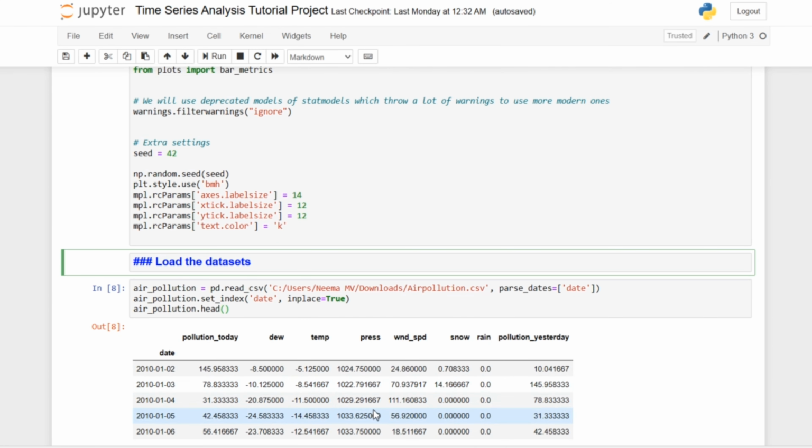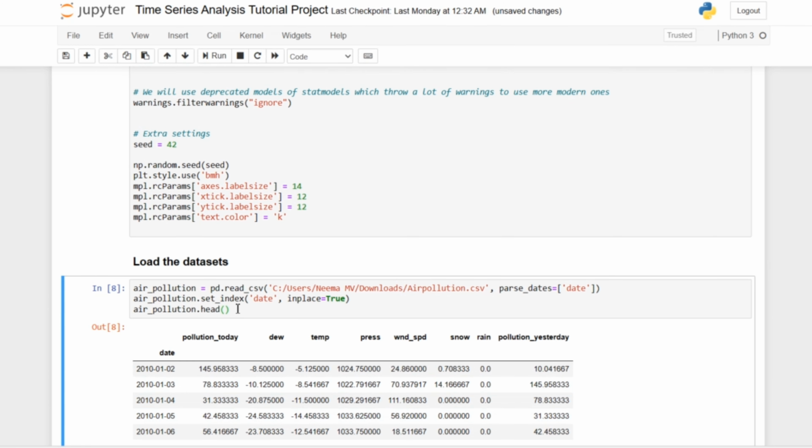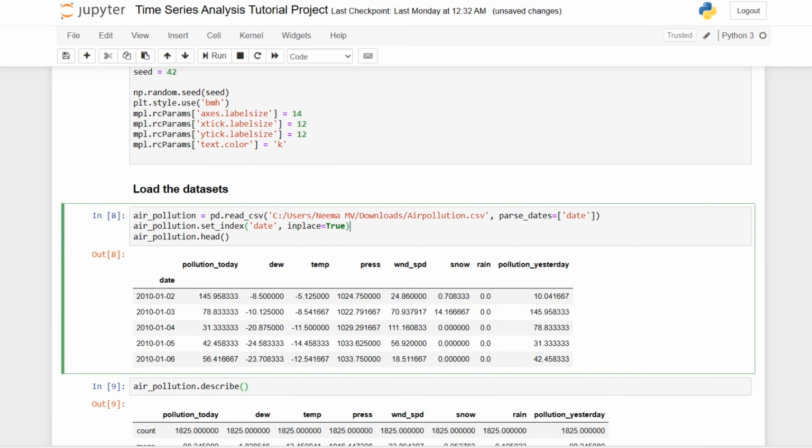So let's get started with loading the dataset. This is an air pollution dataset, guys, as I already mentioned, and for a time series you always have to index your date column. I have indexed the date column, and if you print out the head, you can see the first few rows of the dataset.